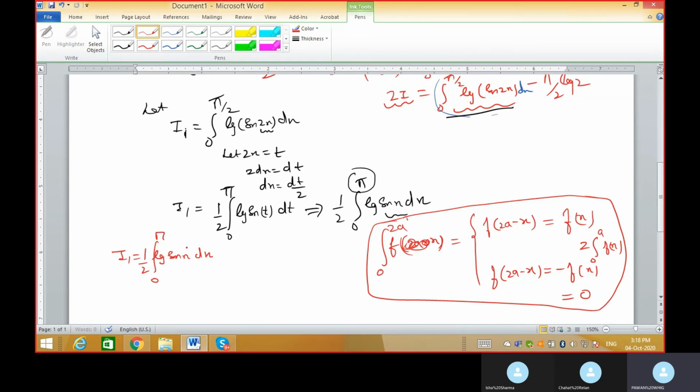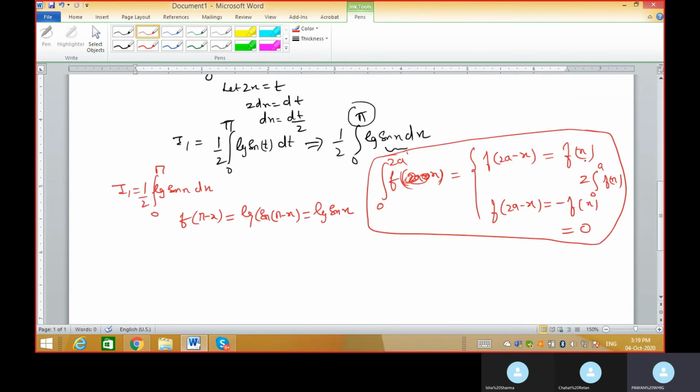So if we have this kind of problem, what do we have to do? We have to check f of 2a minus x. 2a minus x means f of pi minus x. So f of pi minus x is nothing but log of sin of pi minus x, and sin of pi minus x is sin x. So this is log of sin x. It means your f of 2a minus x is equal to f of x. Whenever this happens, your answer would be this.